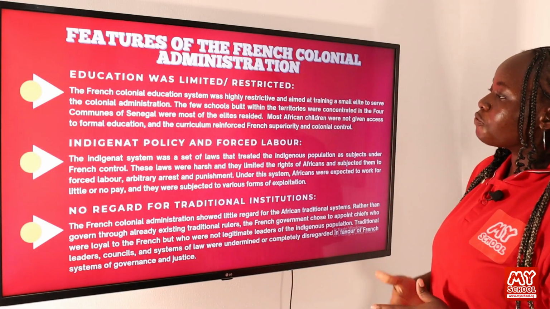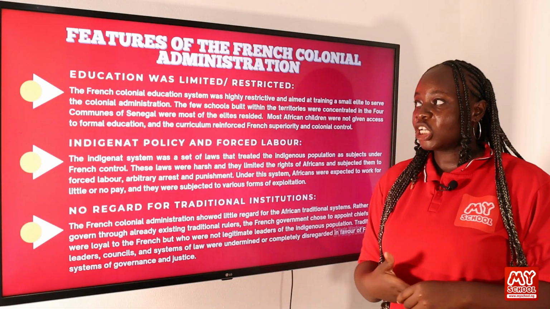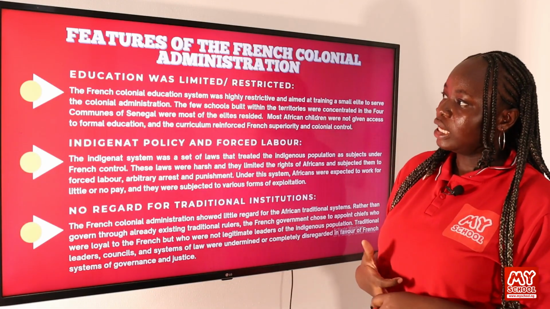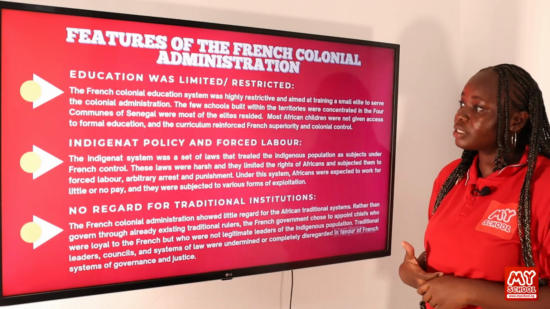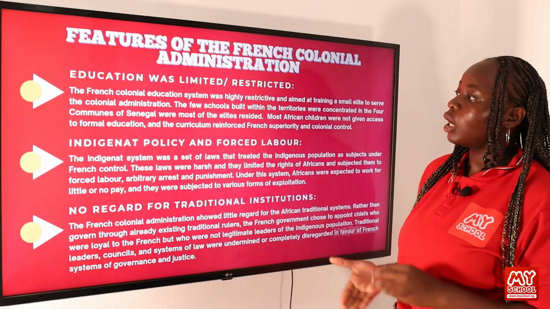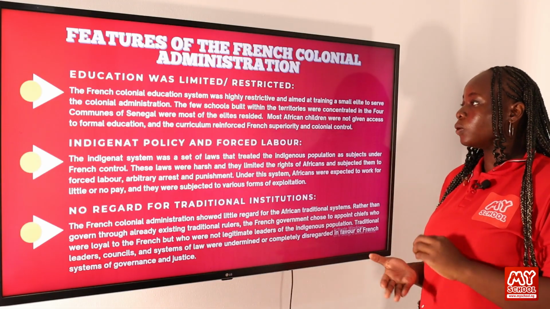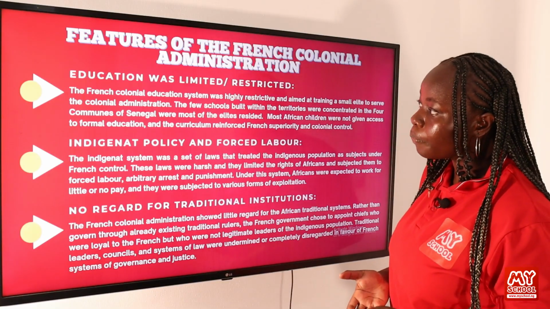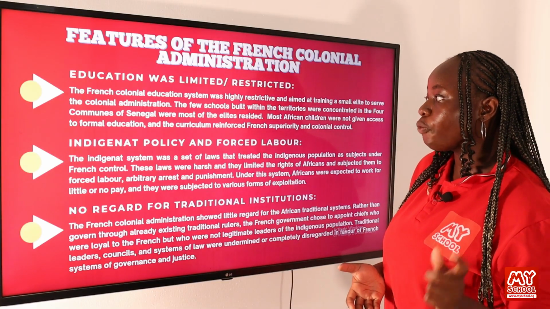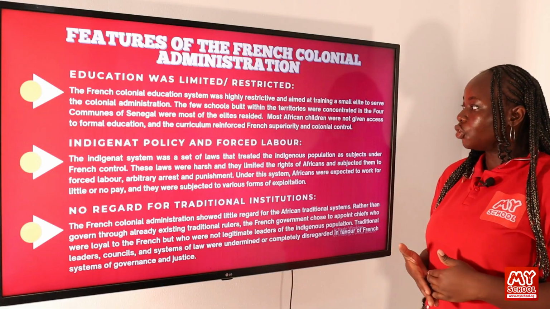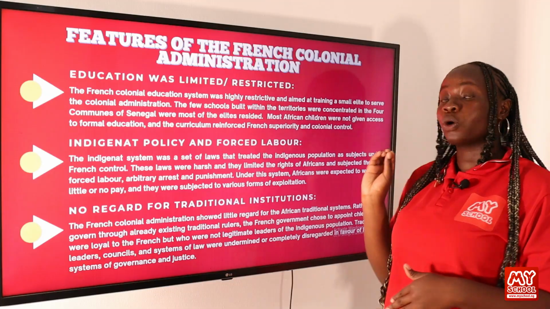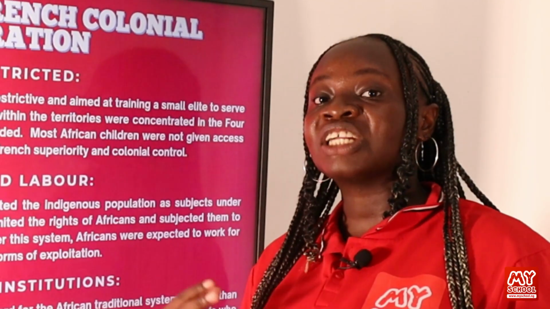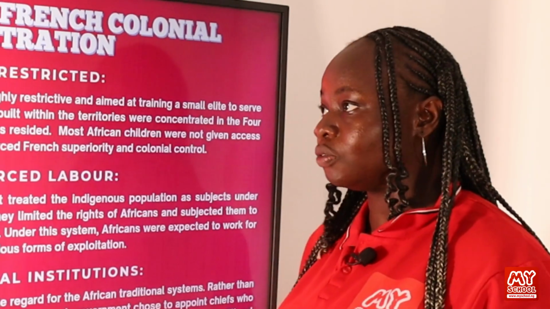Okay, and that feature of the French colonial administration is that education was limited or restricted. The French colonial education system was highly restrictive and aimed at training a small elite to serve the colonial administration. The few schools built within the territories were concentrated in the 4 communes in Senegal, where most of the elites resided. Most African children were not given access to formal education, and the curriculum reinforced French superiority and colonial control. So this was the problem for the French West African people. Their nationalistic efforts were delayed as a result of this.